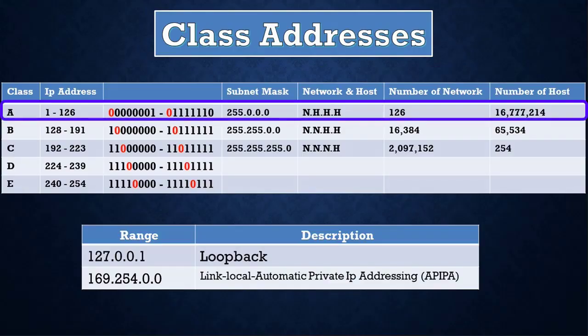Class A addresses 127.0.0.0 to 127.255.255.255 cannot be used and are reserved for loopback and diagnostic functions.